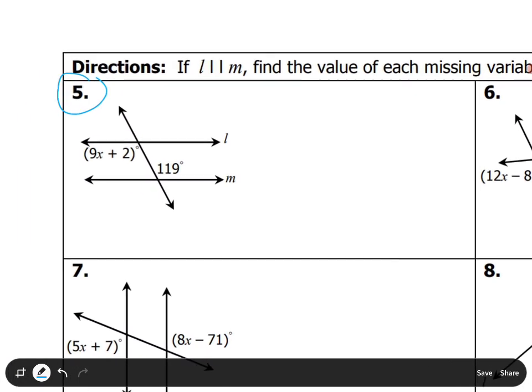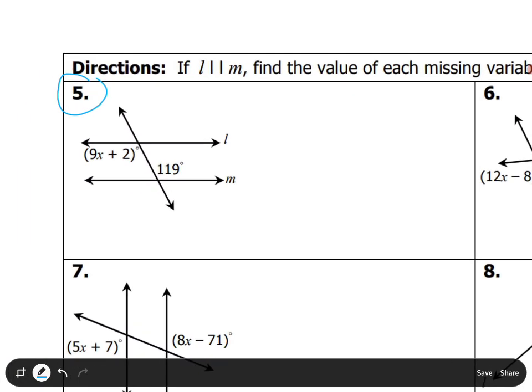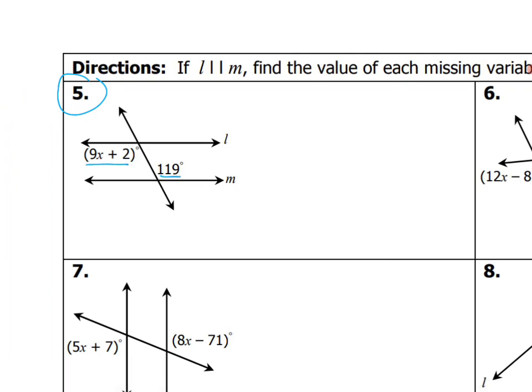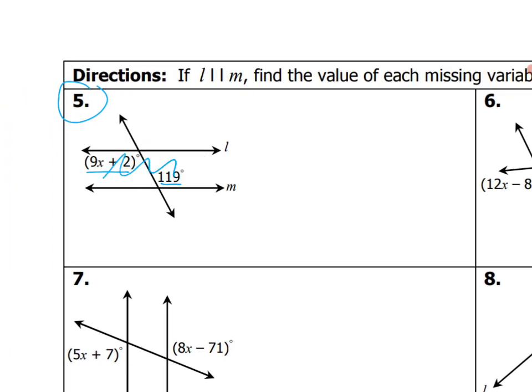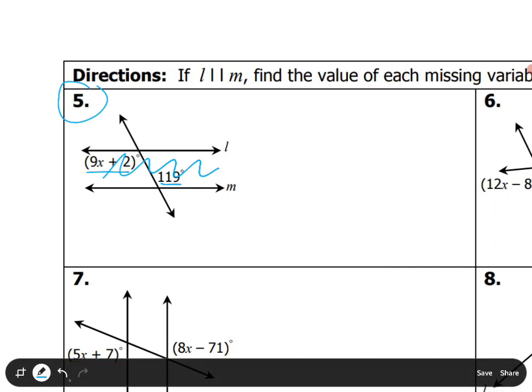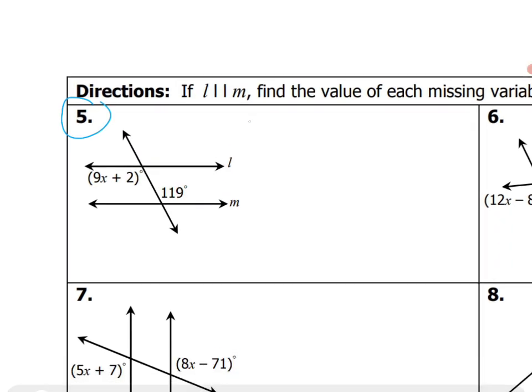So this is just like what you did last class. The first thing you want to do is figure out which angle pair this is. One's on the left, one's on the right. They're both on the interior. So that's going to be alternate interior angles.